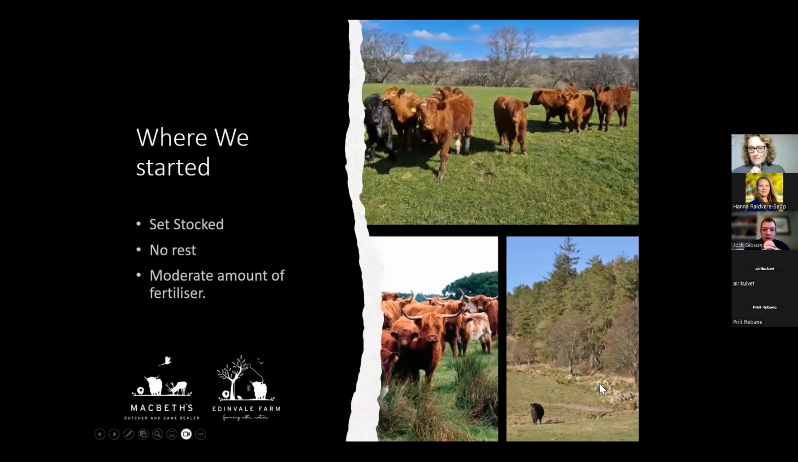So where we started off 10 years ago, when we inherited the farm, everything was set stocked. We didn't have any rest, and we were using a moderate amount of fertilizer. And these pictures don't show it very well because at the time we weren't really interested in how we were managing our grass. We were more interested in the livestock that were on it. But you can see there that we're on very short covers. And in that picture, particularly in the bottom right, grass is very overgrazed, very tired, and looking at quite a lot of pugging or poaching around key areas.